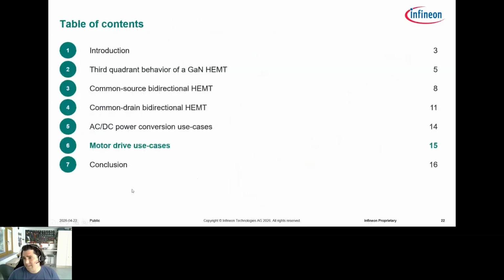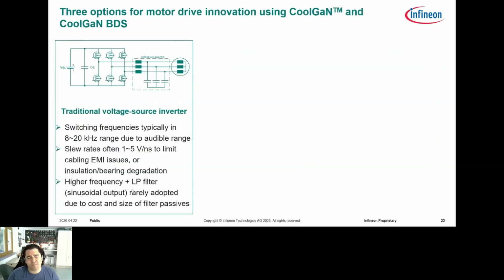Now, lastly, let's talk about motor drives. You know, this is about electrification. Electrification is more than just charging a battery. Once you charge the battery, of course, you want to use that energy to get you going, to get you where you were trying to go. So let's talk about how GaN, and especially the GaN BDS, can benefit in automotive traction inverters, or let's say generally in motor drives. So what do people use today?